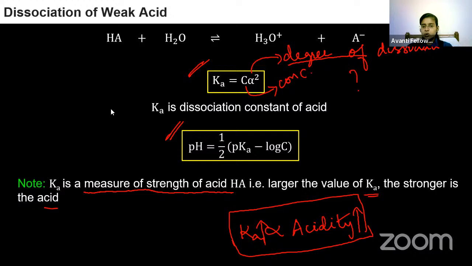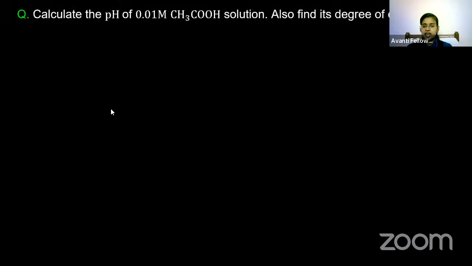Now we will go ahead with one question. Calculate the pH of 0.01 molar acetic acid solution. Acetic acid means CH3COOH. Also find its degree of dissociation. And the Ka value is also given. So we have the Ka value. And what is meant by 0.01 molar? It is the concentration value.